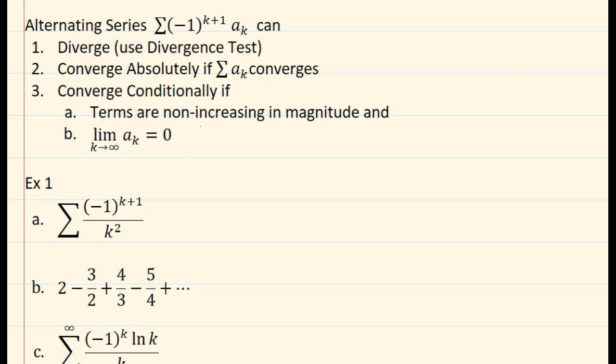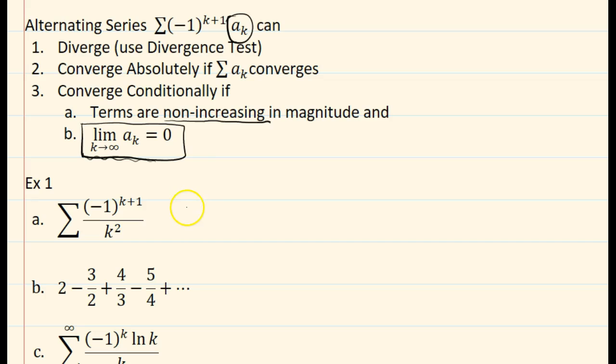To determine if it converges conditionally, we need to make sure that each successive term, the next term, is always smaller than the previous one, as long as it's not increasing in magnitude. And then we also want to check if the limit of the term, not the alternating part, just the term, is equal to 0. So we're always going to start off with this one right here because this should resemble the divergence test. So let's take a look at example number 1, part A.